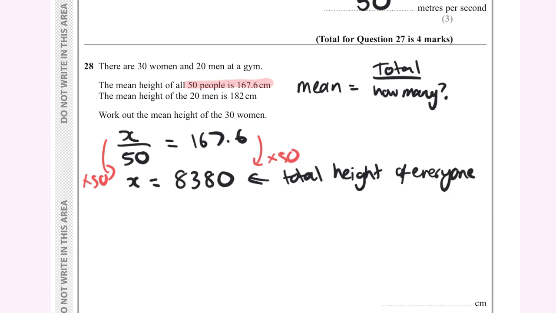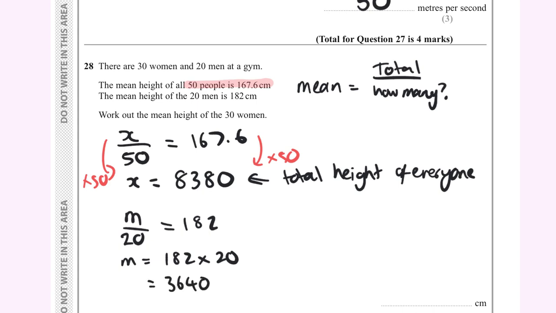Okay, and we can do the same thing for the men now. So I'll use an M for the men. We don't know what the men are at the moment. So say M divided by 20, because there's only 20 men, equals 182. That's the mean. So M is equal to 182 times 20, which is 3,640. So that's the total men.